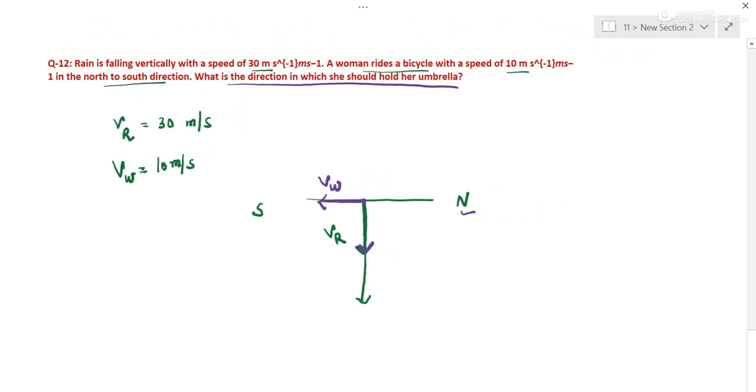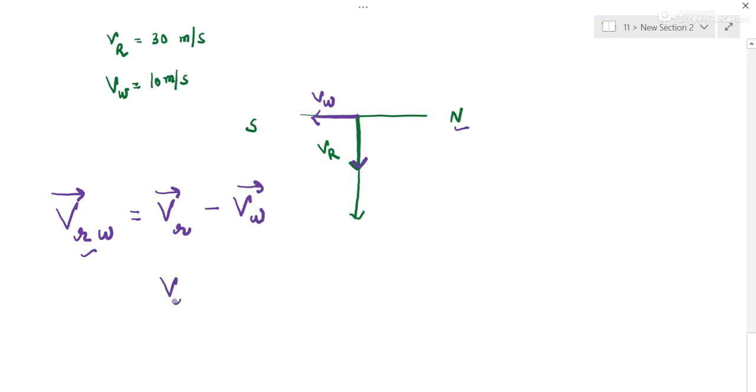So, you can write like this: she should hold the umbrella in the direction of the relative velocity of rain with respect to the woman. Okay. We know the formula of relative velocity: velocity of rain minus velocity of woman. But we would be writing it as velocity of rain plus the negative of velocity of woman. Subtraction is written as addition of the negative. This negative will go inside. So, we have to find this.